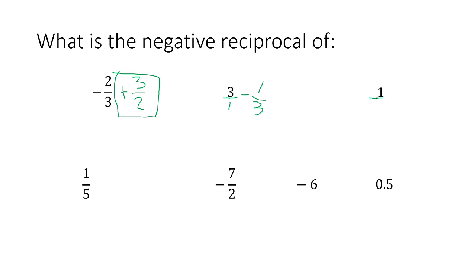This 1, we think of as 1 over 1. When we flop that, it's still going to be 1 over 1. Then make it negative. So negative 1 over 1, or just negative 1.